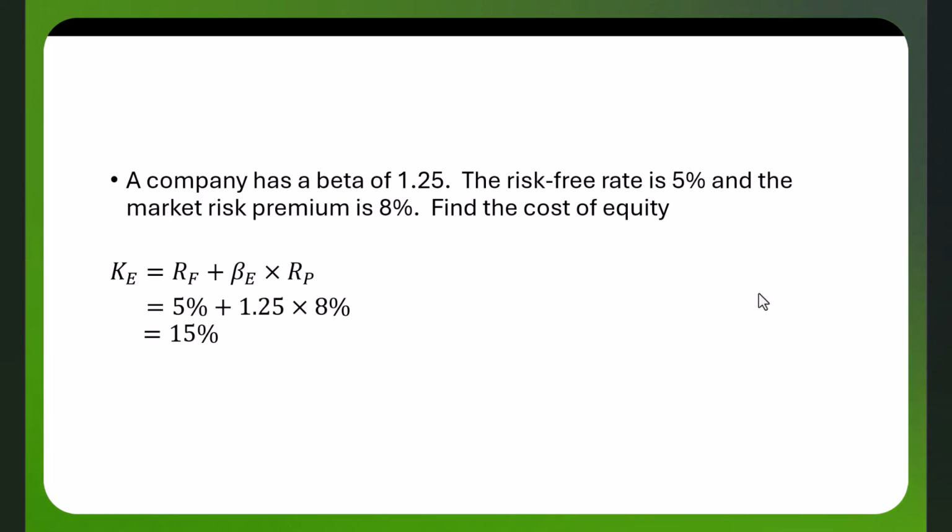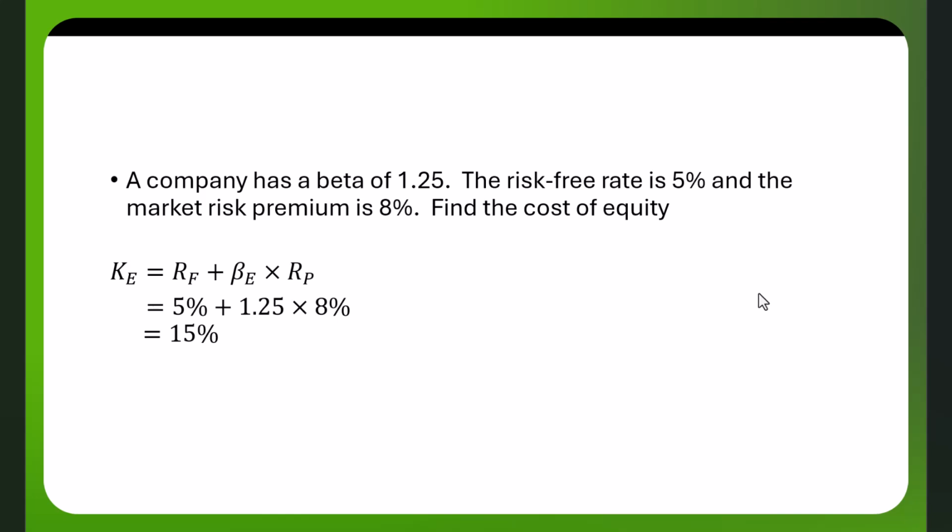So let's assume that a company has a beta of 1.25, so it's more volatile than the market. The risk-free rate is 5%, and the market risk premium is 8%. So what we're going to have is the cost of equity is going to be the risk-free rate of 5% plus 1.25 times 8%. Make sure you do the math in the correct order. You have to do the multiplication first. So here we get 15%.